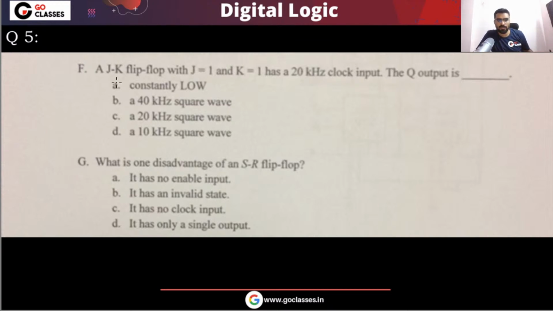So in this question we have a JK flip-flop. The question is saying that there is a JK flip-flop with J equal to 1, K equal to 1, and this is the clock input. The clock has 20 kilohertz frequency. Then the Q output is.